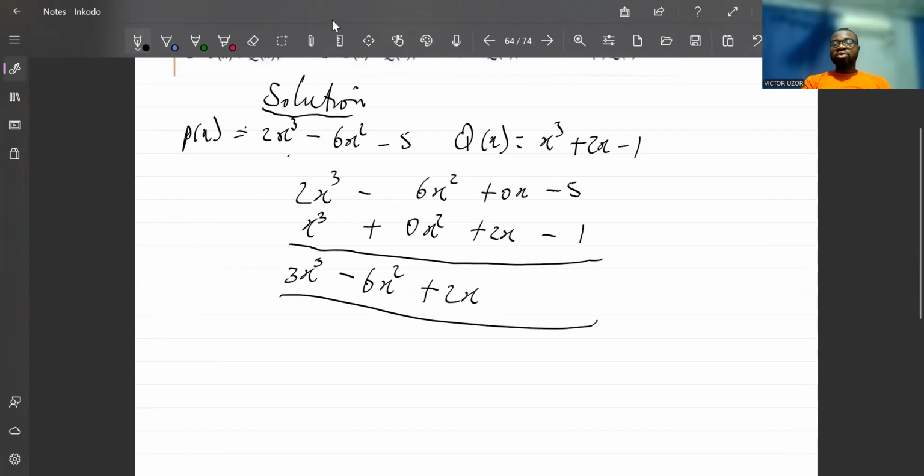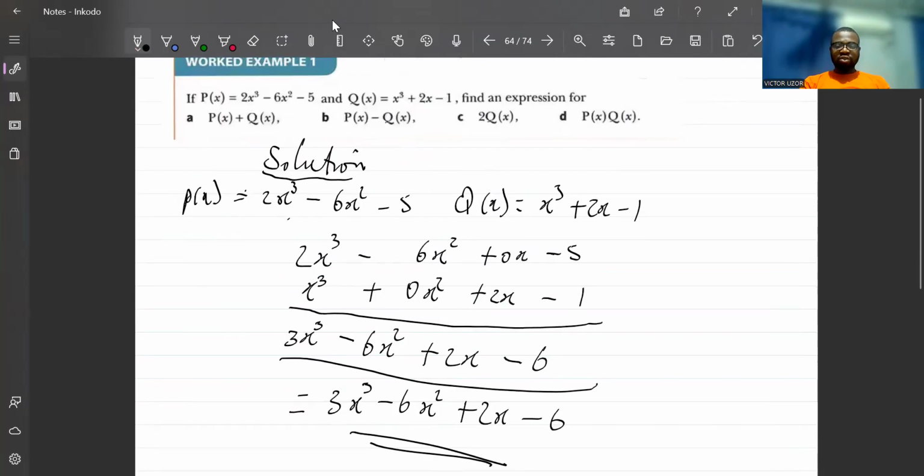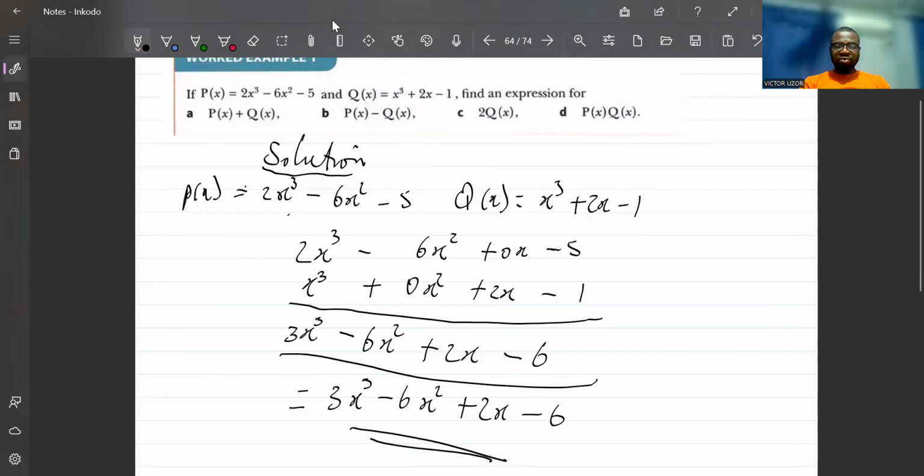Then when I add this together, it will give me negative 6. So my final answer when I add them will be 3x cubed, negative 6x squared, positive 2x, negative 6, and that will be my answer for the addition, which is the first question that came out there, which is P of x plus Q of x.